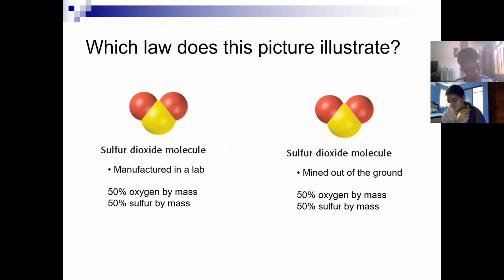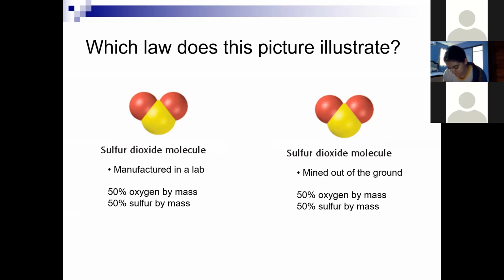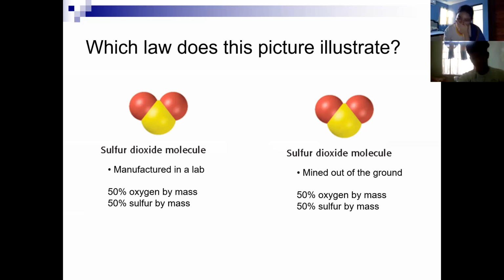Vince, what do you think is this law, Vince? Definite law, sir. Is that law of definite proportion? Yeah. Thank you, Vince. How about James? Would you like to agree with Vince? Yes, sir. Okay, for the first time, thank you, James and Vince, you're right. This is the law of definite proportion.